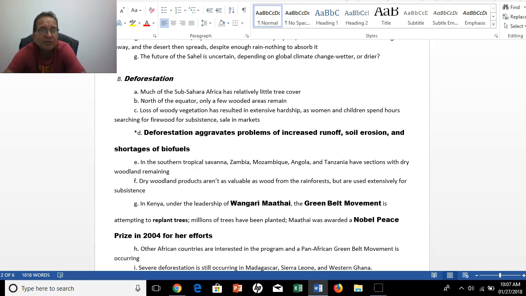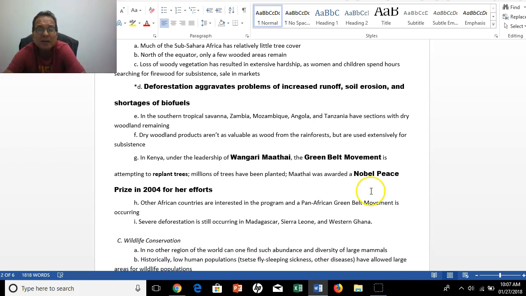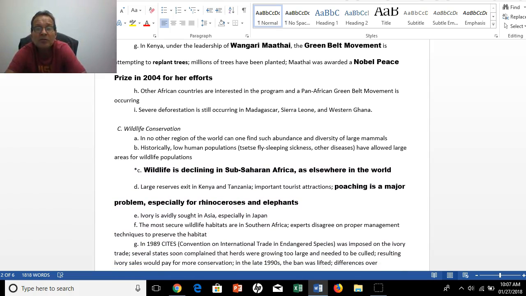In the southern tropical savanna, Zambia, Mozambique, Angola, and Tanzania have sections with dry woodland remaining. And in Kenya, under the leadership of Wangari Maathai, the Green Belt movement was an attempt to replant trees, and she was awarded a Nobel Peace Prize in 2004 for her efforts. Many other countries in Africa became interested in the program, and some of these regions are still undergoing severe deforestation.